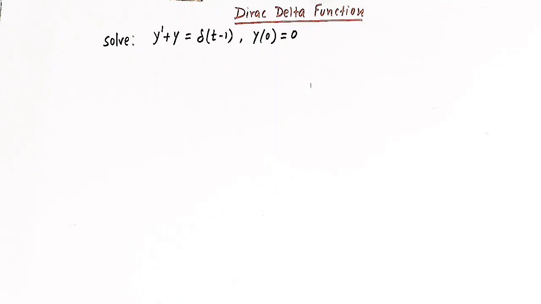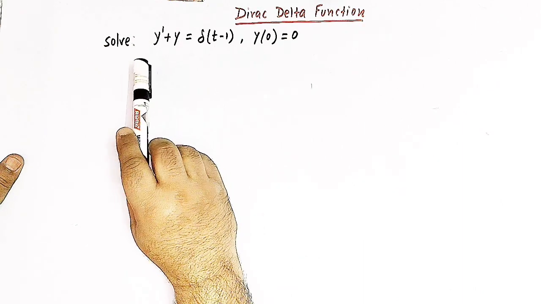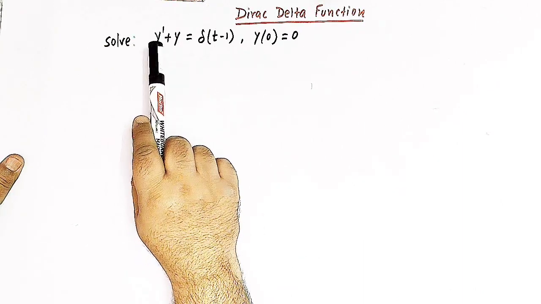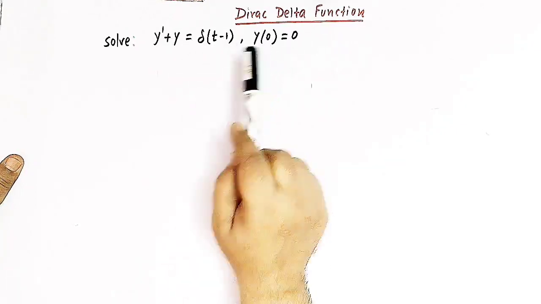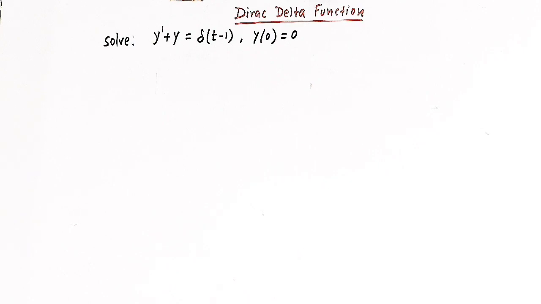Hello viewers, in today's session we are going to discuss an important differential equation involving the Dirac delta function. We have to solve the differential equation y prime plus y is equal to delta of t minus 1, where the initial condition is y of 0 is equal to 0.